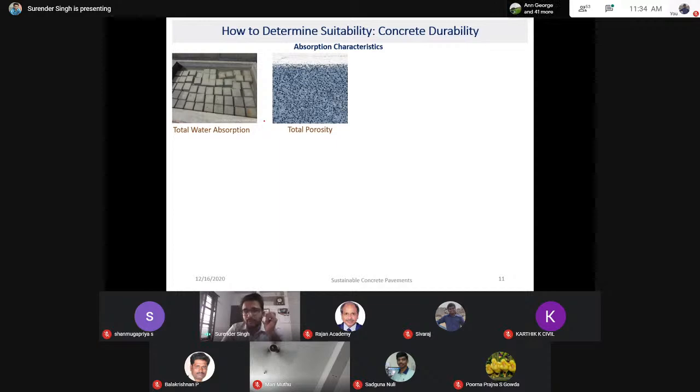You make concrete cubes, dry them for 48 hours in the oven at around 100 degrees Celsius. If it is not affecting your recycled material, then keep it in the water. It will absorb the water, so it will become heavy. Then measure the weight. Dry weight and wet weight will give you how much water has been absorbed. That will indirectly tell the porosity. Higher the porosity, lesser durable will be your mix.